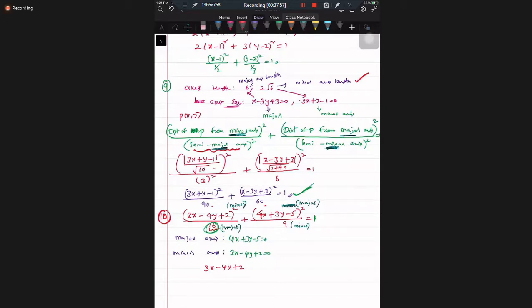3x by root 25, 5 only, right? Whole square, right or not? Yes. We will get 16 by 25, plus 4x balance, plus 3y minus 25 divided by root of 9 by 25. So now we will get 4 by 5 and 3 by 5.